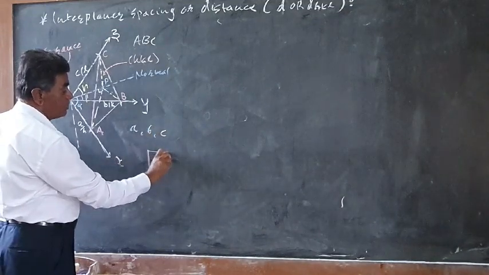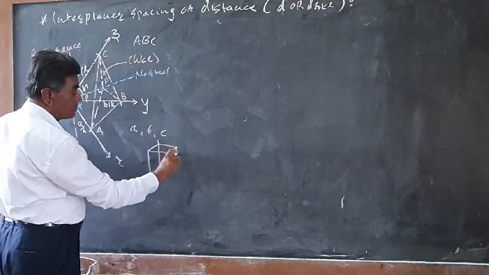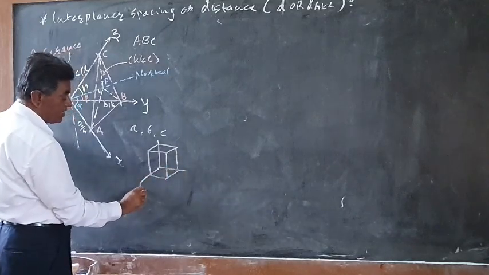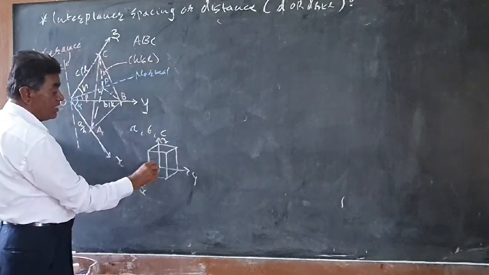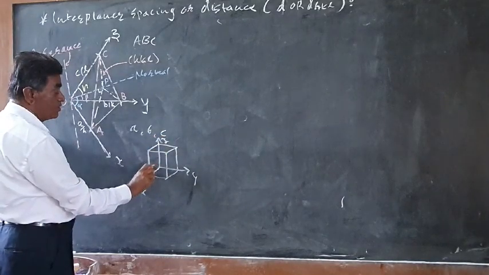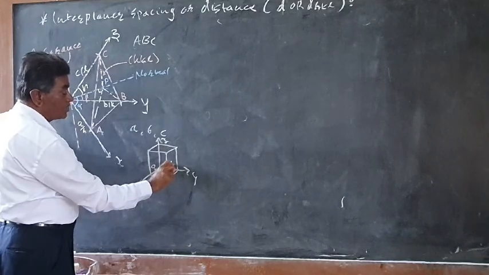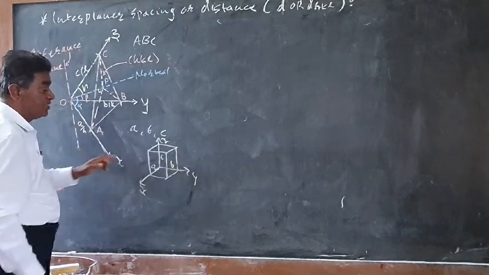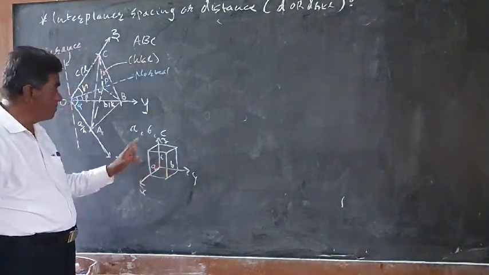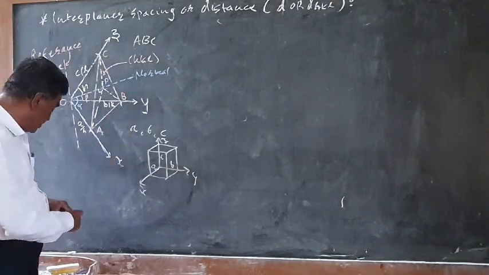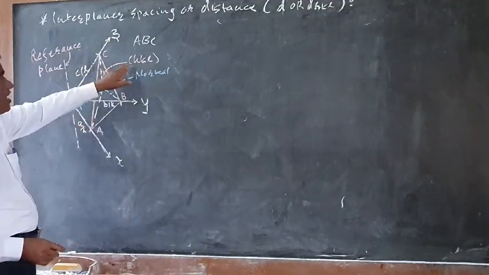Suppose this is the unit cell we have drawn here. The size and shape of the unit cell is given by six parameters, as we have seen. This is the x-axis, this is the y-axis, and this is the z-axis. The length of the unit cell along x gives the lattice constant a, along y gives b, and along z gives c. These are known as the lattice constants or lattice parameters of the unit cell. So a, b, c are the unit cell parameters, while h, k, l are the Miller indices.